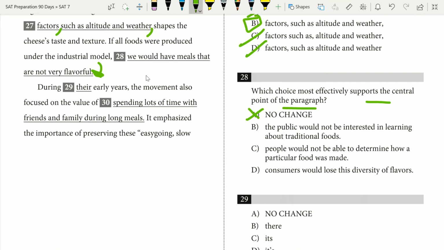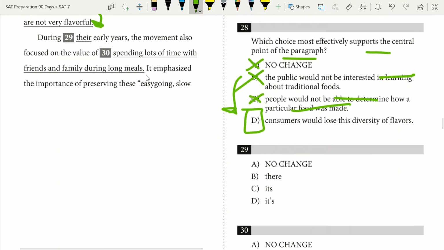So we're going to look for answers going down here. We have "the public would not be interested in learning about traditional foods." They don't care about learning. That's the key part that's wrong there. "People would not be able to determine how a particular food was made." They don't care how it's made. And then D, "consumers would lose this diversity of flavors." That's the main point here, is that they don't have as many options because it's all industrially mass produced.